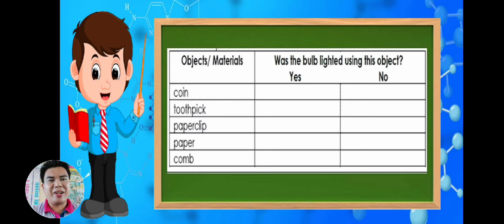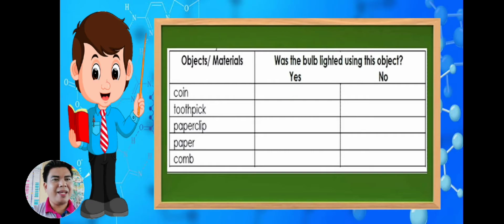Alright, let us answer or complete the following tables. The objects are the following. We have the coin, the toothpick, the paper clip, the paper, and comb. The question for each object is, was the bulb lit using a coin? Yes or no? What is your answer? Yes, exactly. The light bulb lit using the coin between the two cords of the striped aluminum foil.